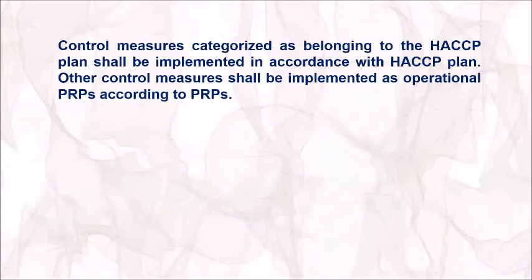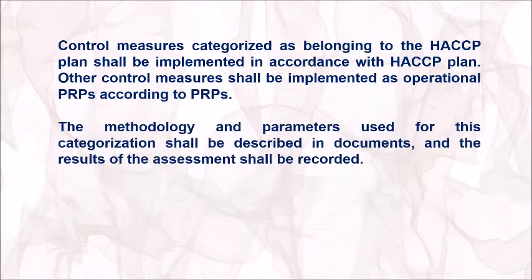Further, these control measures categorized as belonging to the HACCP plan shall be implemented in accordance with the HACCP plan. So whatever you are going to identify, they will be put into your HACCP plan, and other control measures shall be implemented as operational prerequisite programs. So as I just told a couple of slides earlier, if it is going to fit or categorize in the HACCP plan, you put it there, else you prepare an operational prerequisite program.